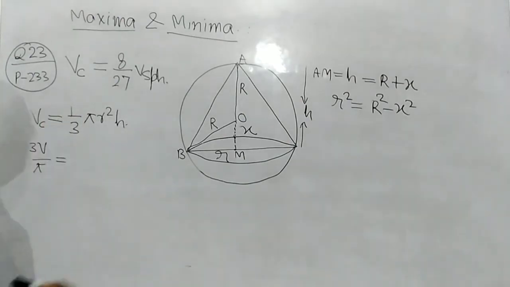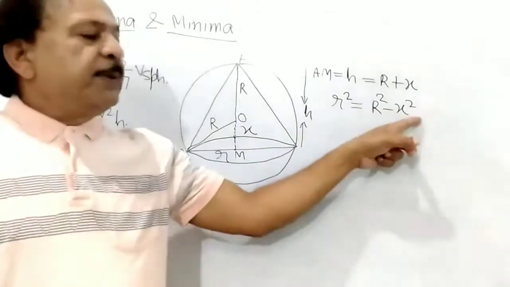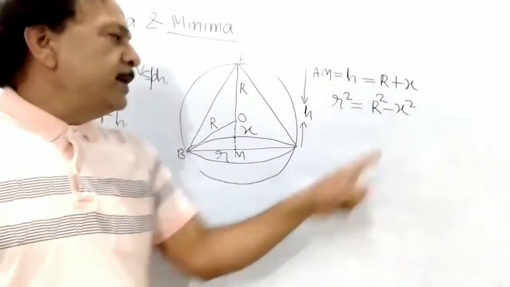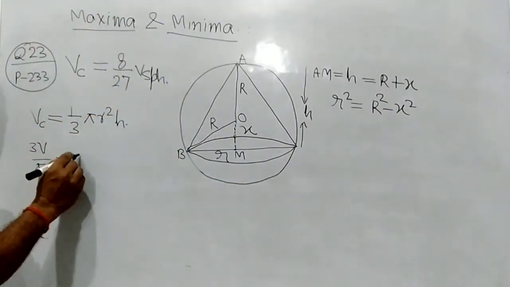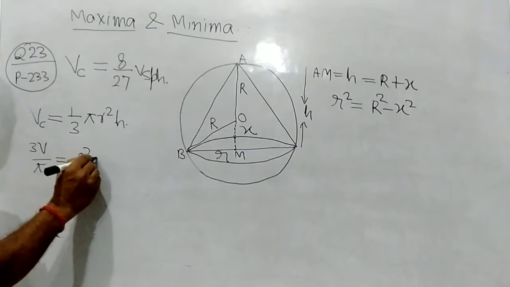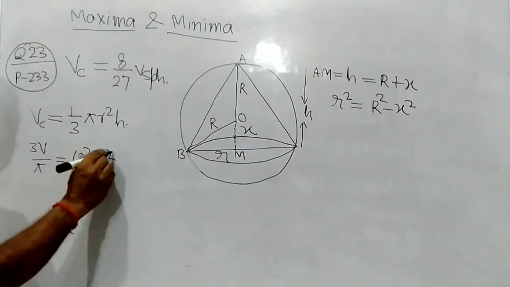अब यहाँ r स्क्वायर के स्थान पर हम यहाँ लिख सकते हैं R स्क्वायर माइनस x स्क्वायर. तो यहाँ हम लिखते हैं R स्क्वायर माइनस x स्क्वायर.